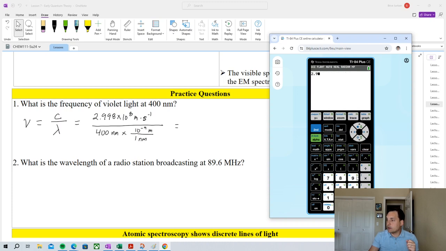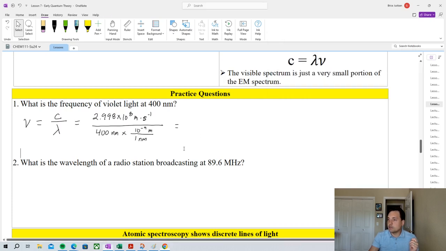So my calculator, I'll use some parentheses, because this will be my denominator. So I'll do 400 nanometers times 10 to the negative 9. So the easiest way to do that would be times e to the negative 9. And that results in 7.5 times 10 to the 14th.